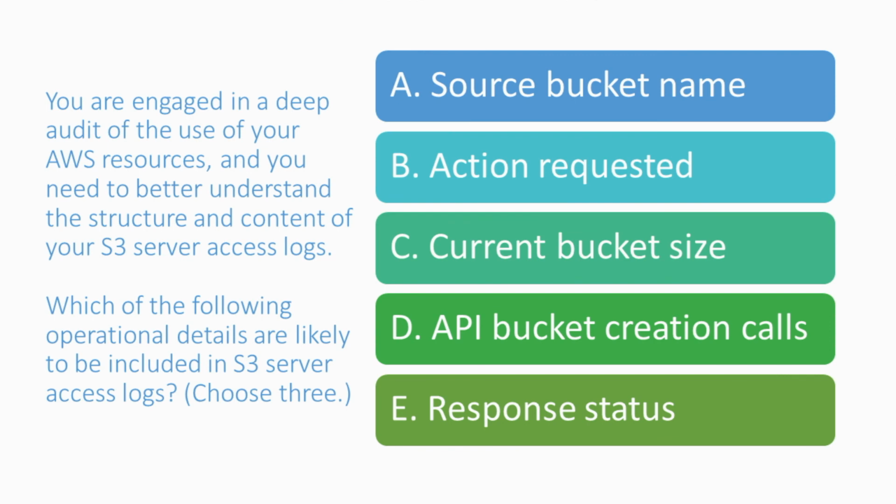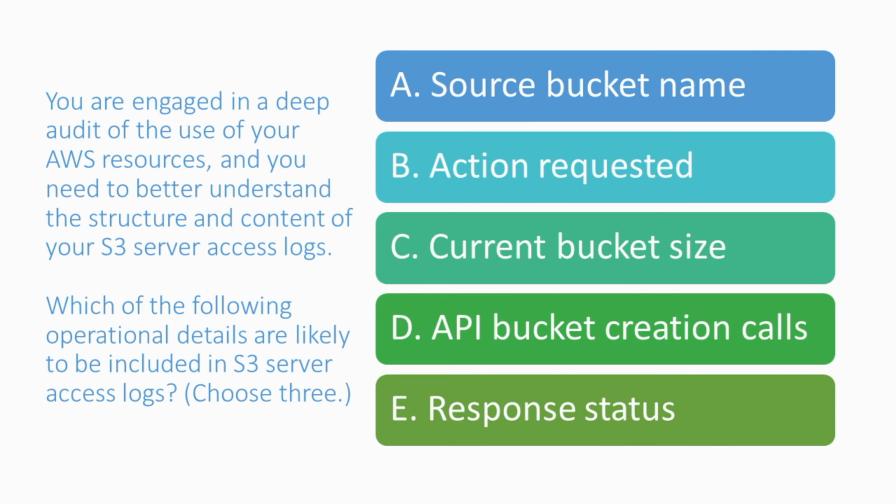You are engaged in a deep audit of the use of your AWS resources, and you need to better understand the structure and content of your S3 server access logs. Which of the following operational details are likely to be included in S3 server access logs? Choose 3. Options we have: A. Source bucket name. B. Action requested. C. Current bucket size. D. API bucket creation calls. E. Response status.